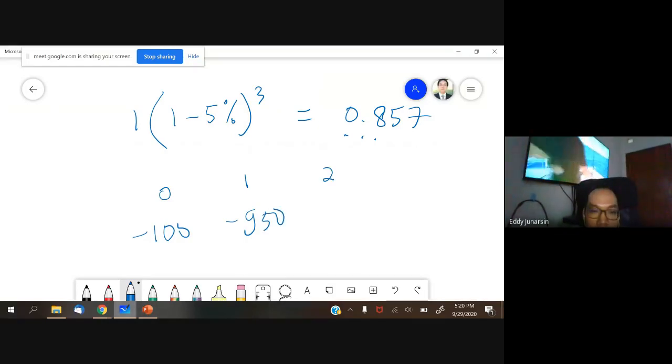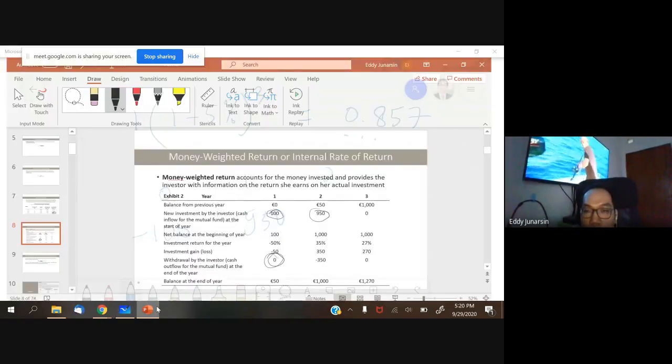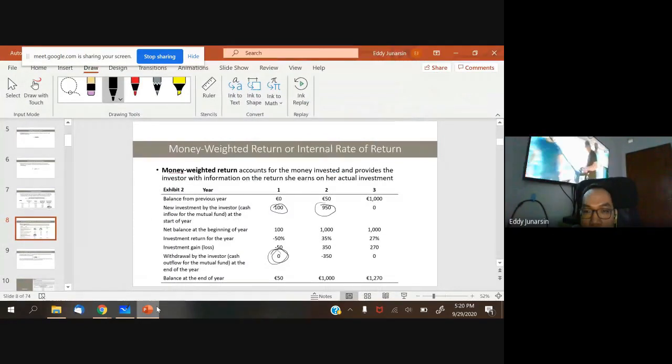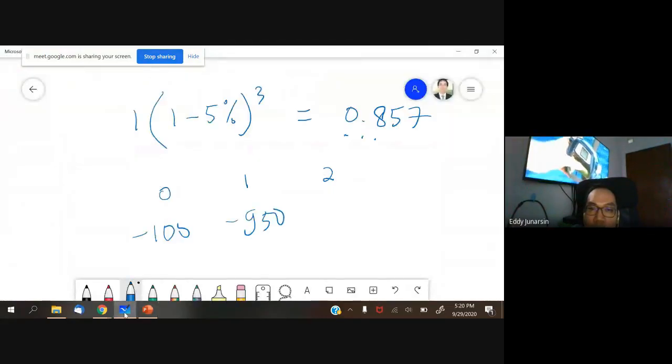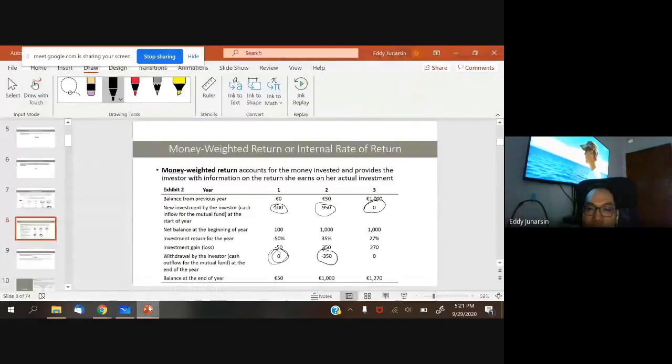What else? Year 2? What is happening in year 2? Plus 350, because he or she withdrew the money. And 0 new investment at the end of year 2. So in year 2, it's quite obvious this person withdrew 350, but added 0. You see here? So he or she withdrew 350, but added 0.